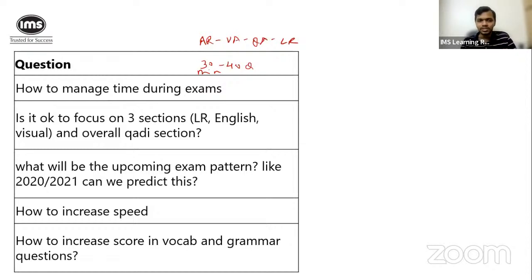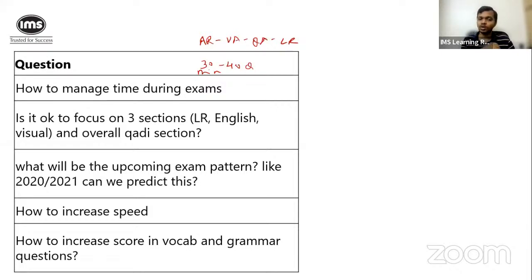So my answer to this is yes, it is possible to do well in CET if you are good at 3 sections. But then your 3 sections that you have mentioned, LR, English, and visual, all of them have to be extremely good so that you get a very good score there. If you're deciding to not focus on a particular area, then also you should do as much as you can in terms of preparation.